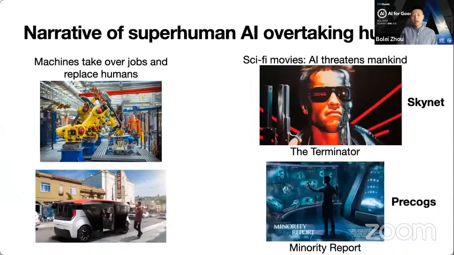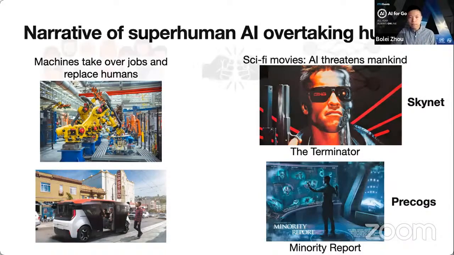Then there is another narrative of such superhuman AI overtaking humans. People worry that these machines will take over jobs and replace humans. We have automation in factories, where many workers have been replaced. Also in the future, with autonomous driving, the taxi drivers will be replaced. Also, we have a lot of sci-fi movies talking about AI threatening mankind, right? So these are very frightening futures, right? We have all these crazy machines and AI that will overtake humans.